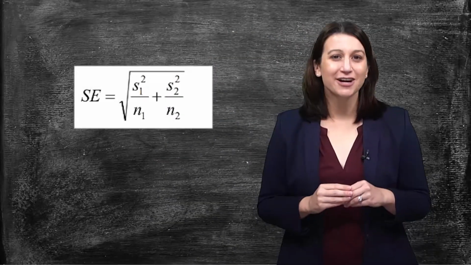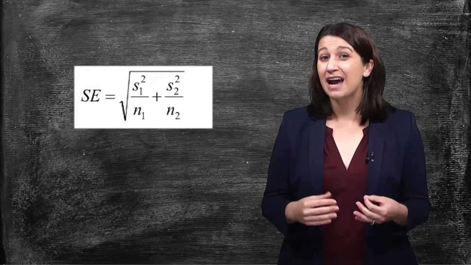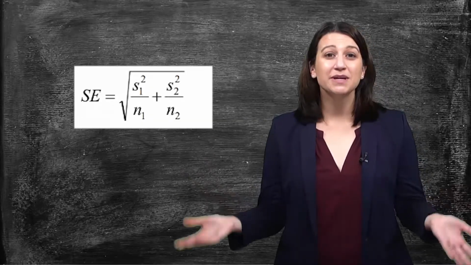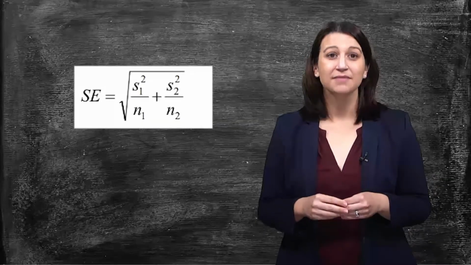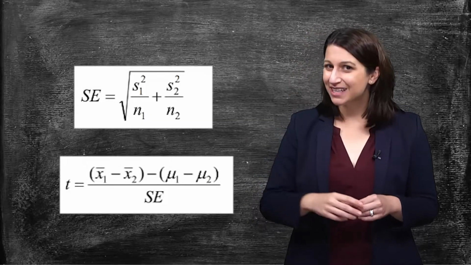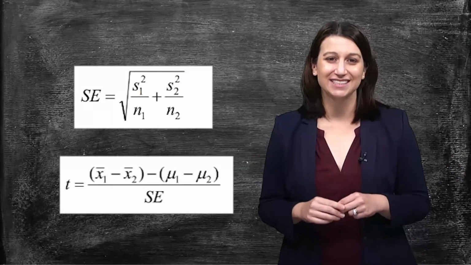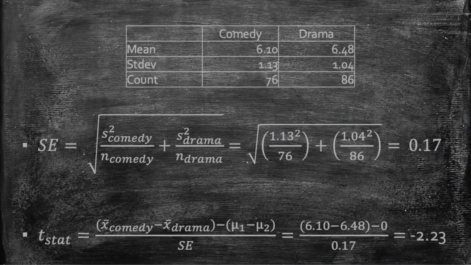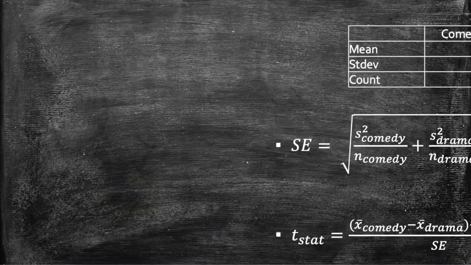Our formula for our standard error for this test is the biggest change. Now that we have two separate samples, we must combine their data to create a single standard error. We will use the separate values for the two means, two standard deviations, and two sample sizes to create our single t-statistic. You can see here how I calculated a t-statistic of negative 2.23. Now, we need to compare this to our critical value.